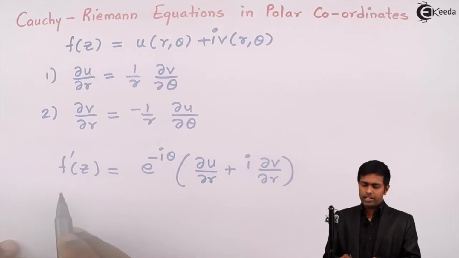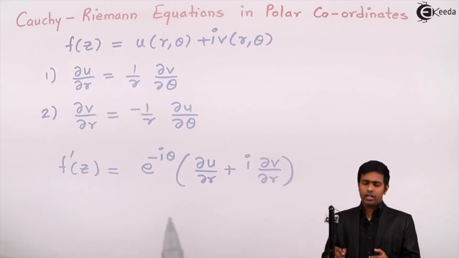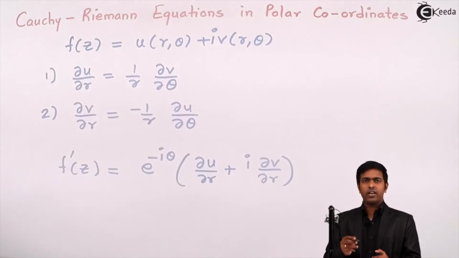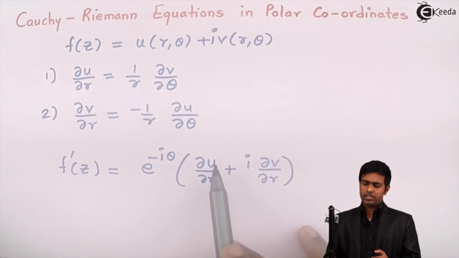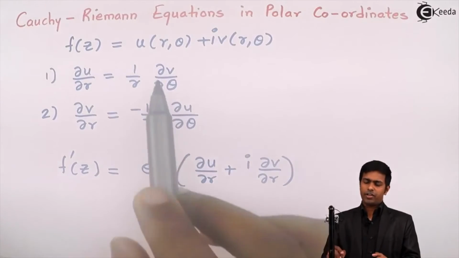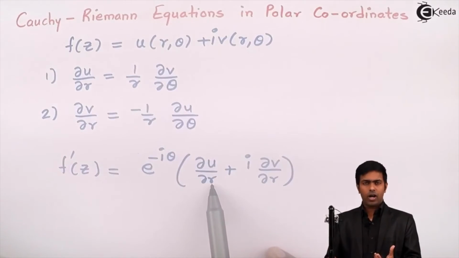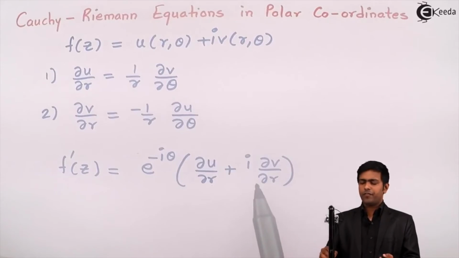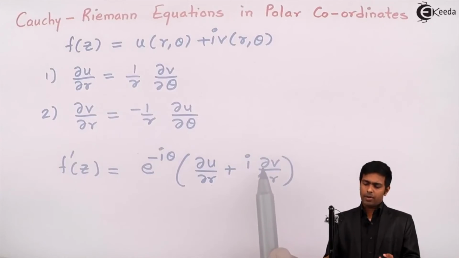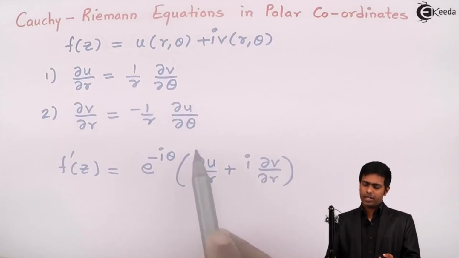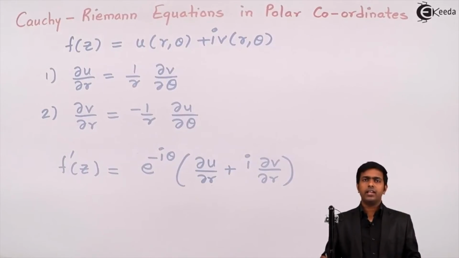So remember, this formula of f dash of z we will use whenever f of z is given in terms of r and theta. This formula gives us the value of ∂u/∂r by differentiating u, the real part of f of z, with respect to r partially, and then differentiating the imaginary part v with respect to r partially and multiplying it with i, then adding them and multiplying the whole term by e raised to minus iθ. From here also we can get the derivative.